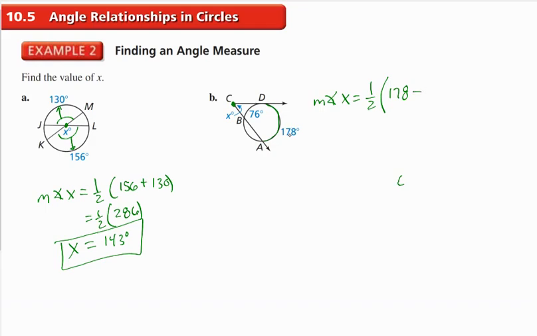We're looking for the positive difference, so we take the larger intercepted arc and subtract the smaller. And now we can see that the measure of angle X is 1/2 of 102 degrees. X is equal to 51 degrees.